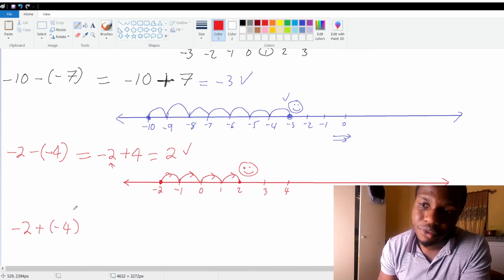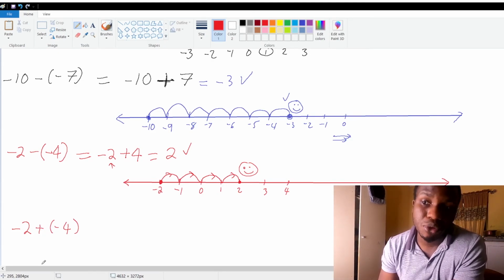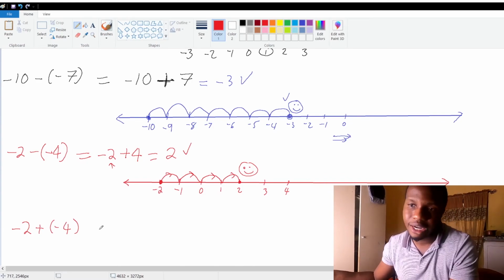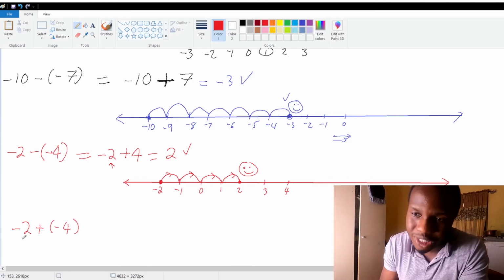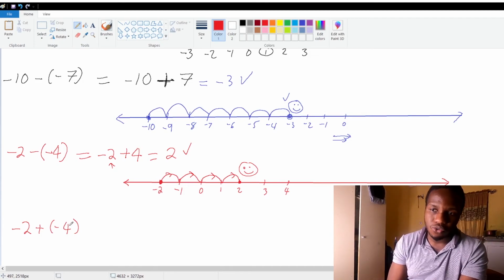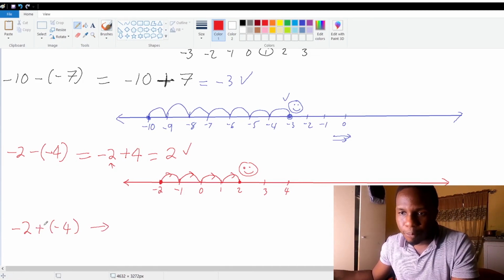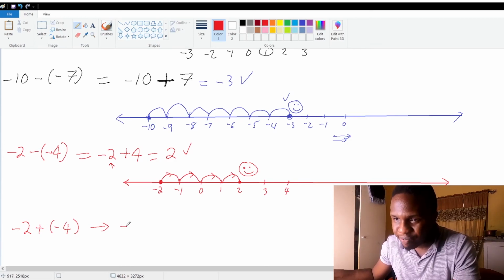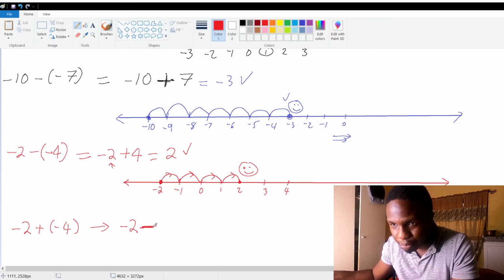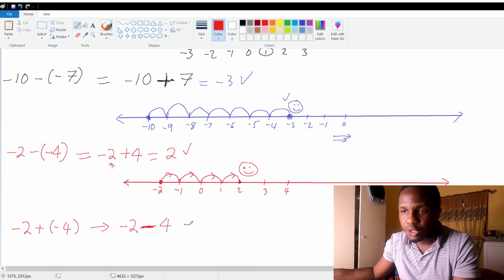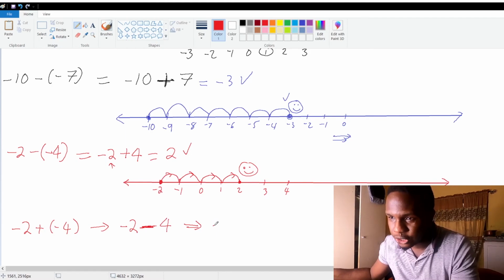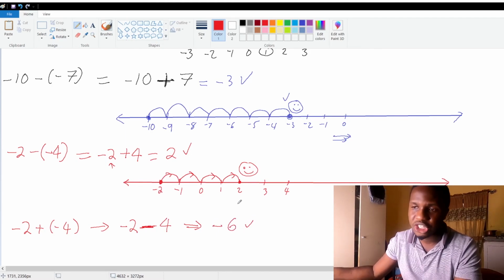You can think about this as adding a depth of 4. So you're giving an extra depth of 4. So this is the same thing as minus and plus, minus wins. So you have -2, and we change the plus and minus to just a single minus 4. And you can do this on the number line. When you do this on the number line, you will get -6. You can check it out.